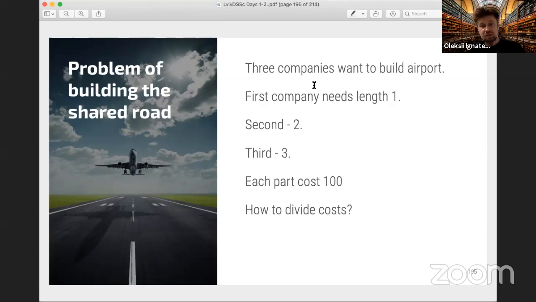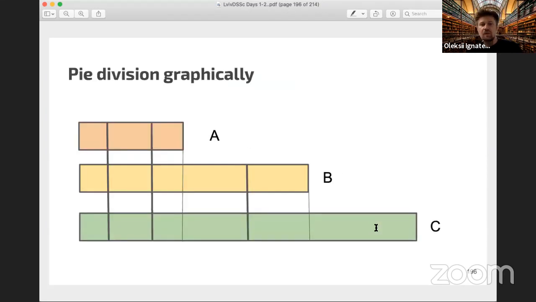So, the first company needs length 1, the second needs length 2, and the third needs length 3, and each part costs 100. How do we divide the costs between these three companies? Well, let's put the pie division graphically, for example.